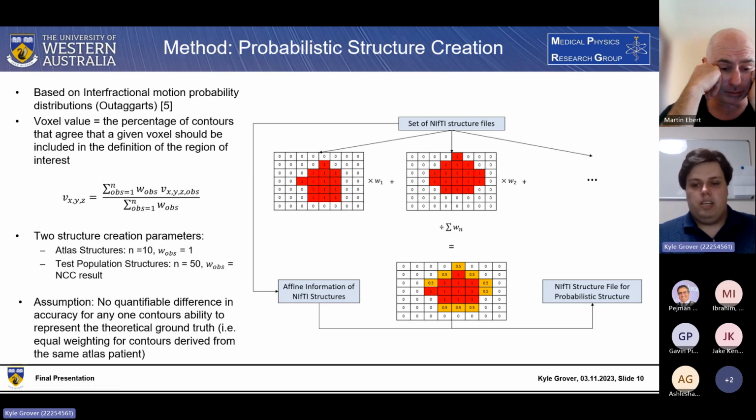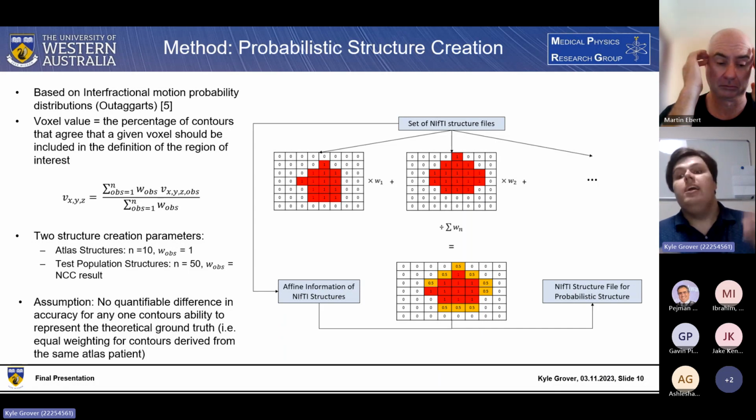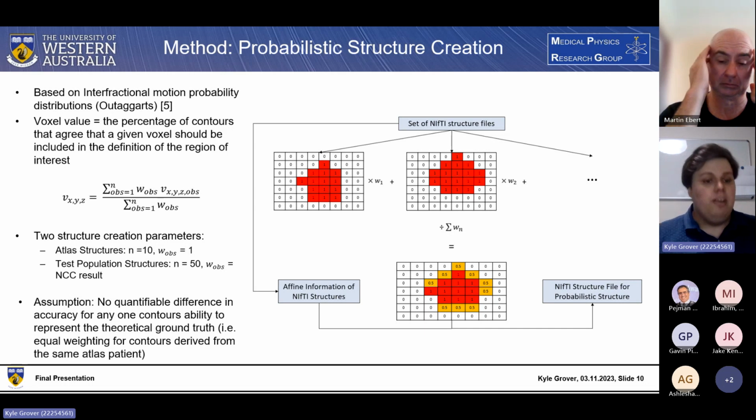What we end up having is these probabilistic structures, which represent different degrees of certainty and how much agreement there is in that voxel being represented in the true organ. In addition, to actually create this, we also need to include the affine information from the original NIfTI structures, which is basically how this structure relates to the world coordinates so that it's comparable to other files such as dose files or the CT information themselves, and they'll be combined and calculated to make these final probabilistic structures.